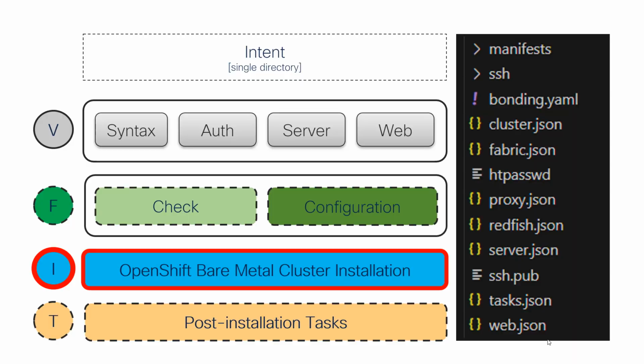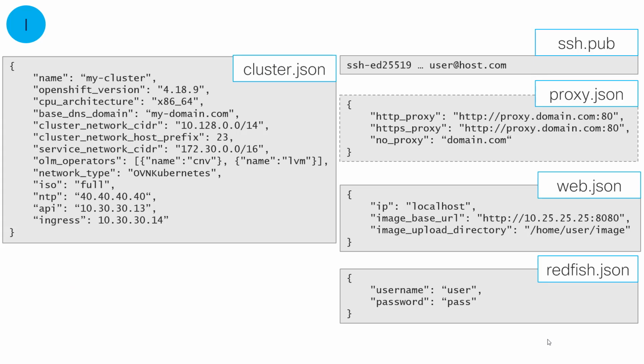The focus of this video update is the OpenShift bare metal cluster installation that runs based on user input. Refer to GitHub for a complete explanation of the input data model. Cluster.json defines base cluster parameters, including OpenShift version, cluster and network services CIDRs, CNI type, or API ingress IP addresses.